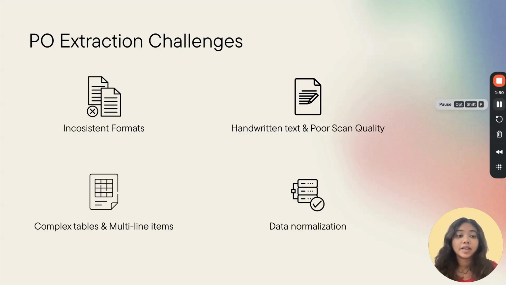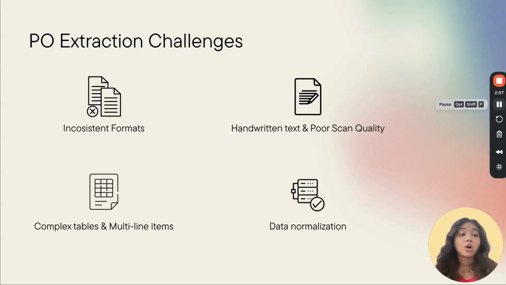Secondly, there is handwritten text or poor quality scans. So we see purchase orders come in all kinds of formats. It's not always a neat digitally native document. Sometimes you might get scans with bad lighting, skewed scans, or purchase orders with handwritten text all over it.